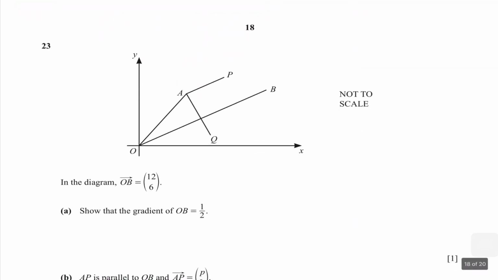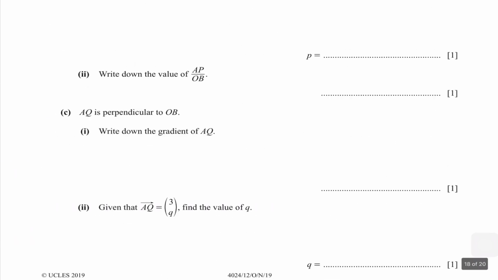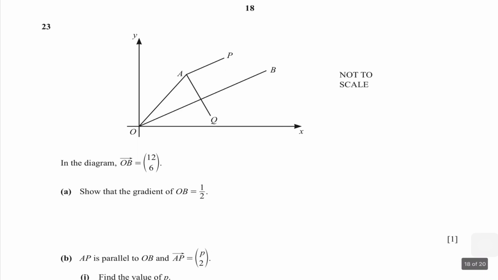Okay, let's do question number 23, which I believe is the last. Oh no, we have 2 more questions to go after that. Okay, nothing to worry about. So question number 23, we have the diagram OB, which is vector (12, 6). Show that the gradient of OB is 1 upon 2.